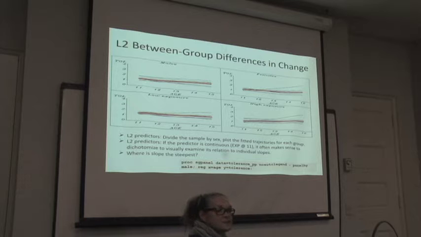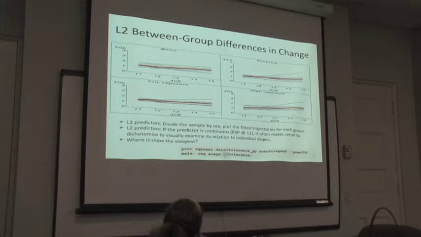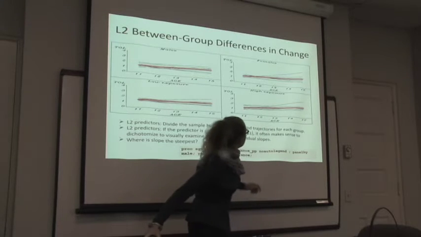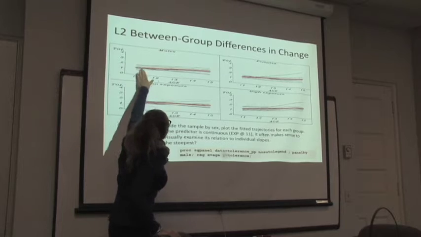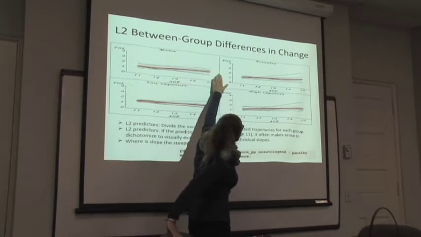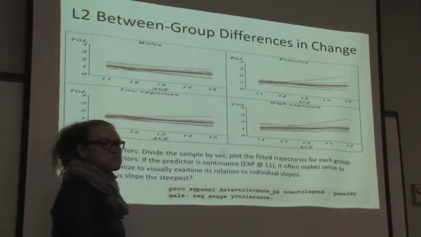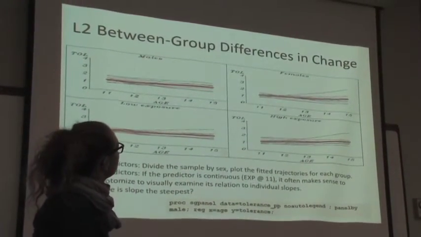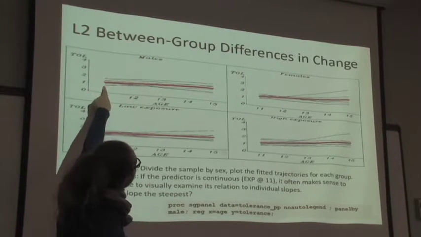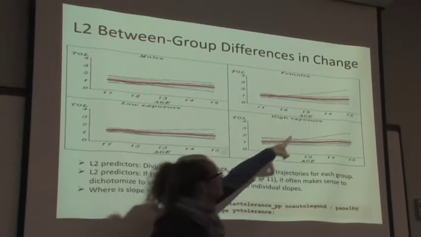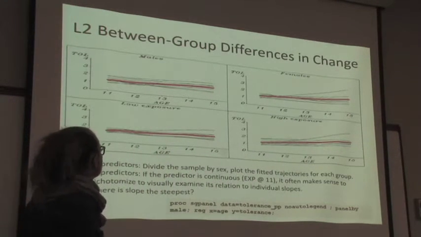Does it? What do we think? So looking at differences in the intercept, differences in the slope between males and females. No, right? It looks like potentially more variability in intercepts for males, more variability in slopes for females, but on a whole, it's kind of the same story.